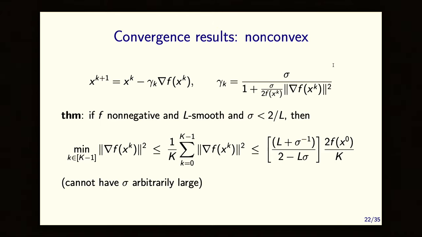Well, we also have a non-convex case. In this case, we cannot have sigma arbitrarily large. It must still be less than 2 over L, and you will get this kind of minimum gradient norm squared convergence of 1 over k. Okay, so this is probably a too quick cover of the theoretical guarantees we have. At this stage, any questions?